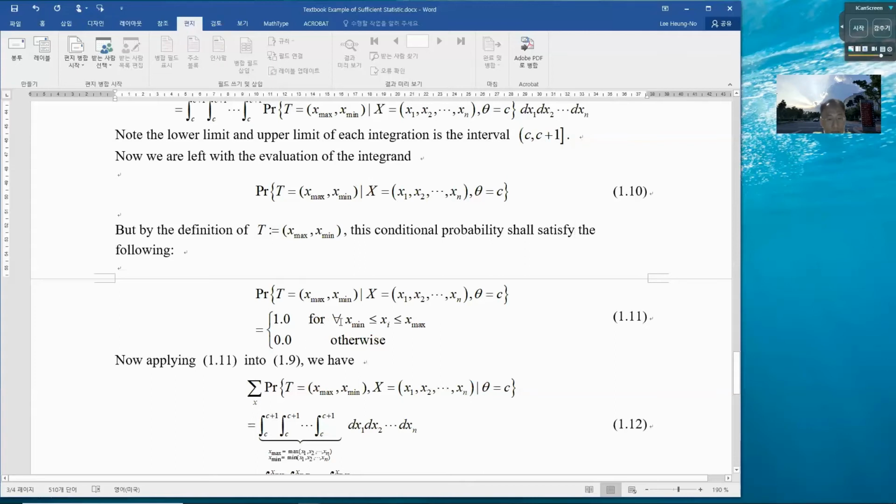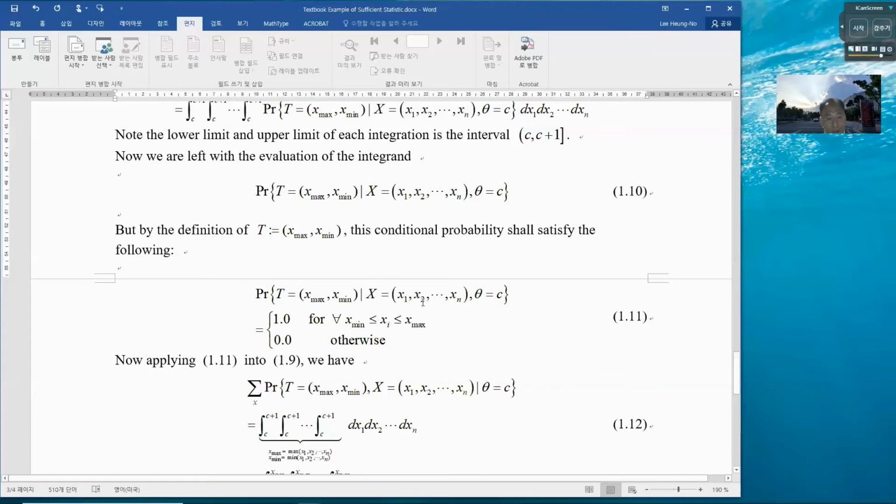We note that for each xi is a number between x min and x max. Okay, if this is outside of this number, what happens? It does not coincide with this number, right? That is given. Okay. So if xi is a number between x min and x max for each i, then this is 1. Because think about it, right?